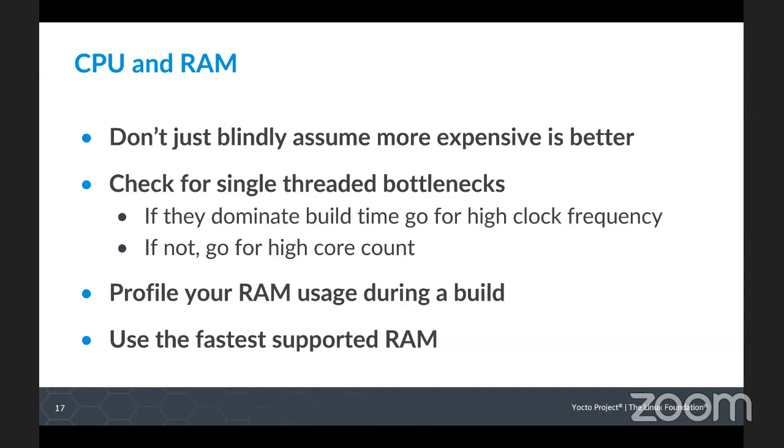You may have bottlenecks during your build, something like compiling the C library where everything else is waiting for that build to finish. So you want to look at these things and make a judgment as to, in the builds that you typically do in your environment, where do you see CPU usage? If you're seeing single-threaded bottlenecks dominating your build time, you want to look for processors that have the highest clock frequency. If you're not seeing this, you want to look for higher core count. You're going to get more performance out of that.